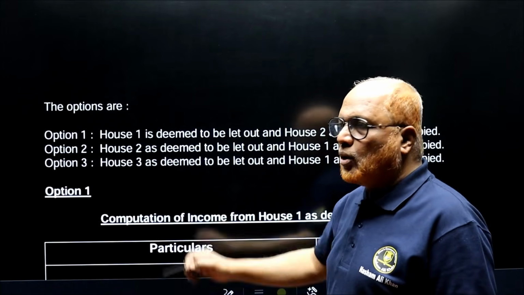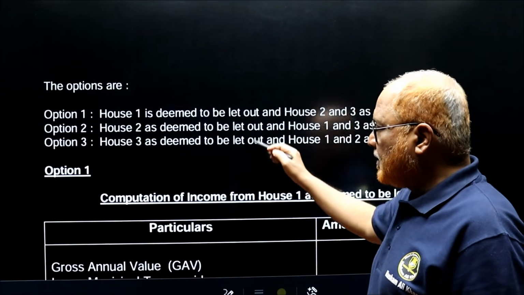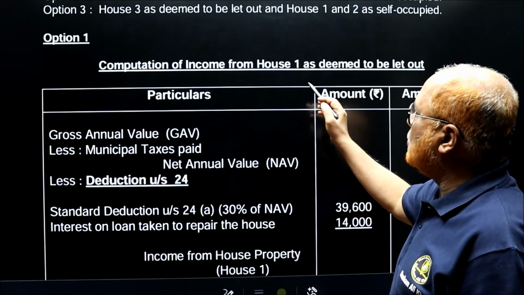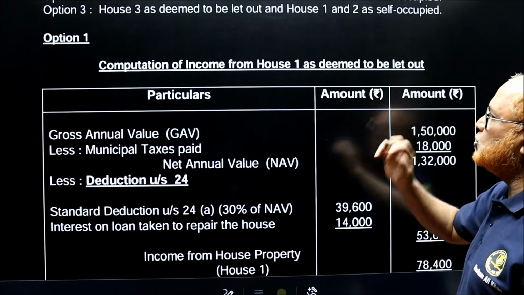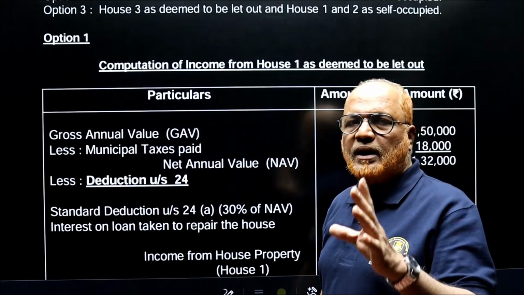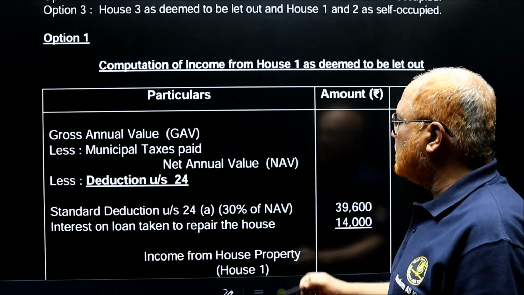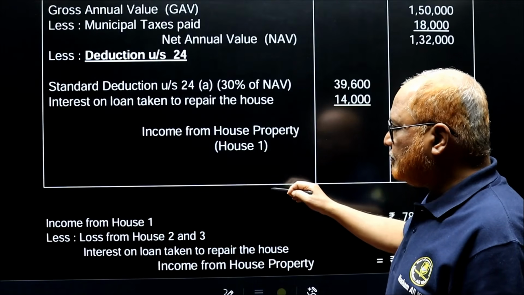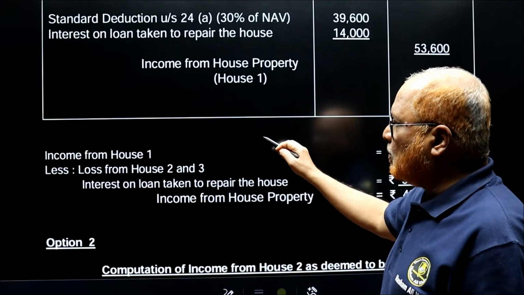Now we evaluate all the 3 options. Now computation of income from house number 1, house 1 as deemed to be let out. First house we are treating it as deemed to be let out. GAV, income from house number 1.